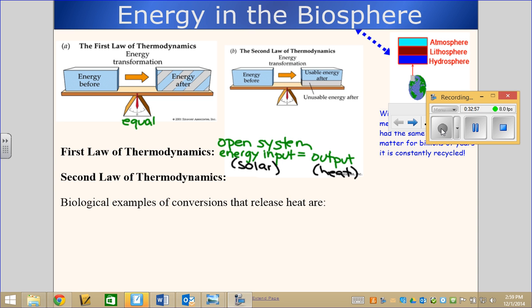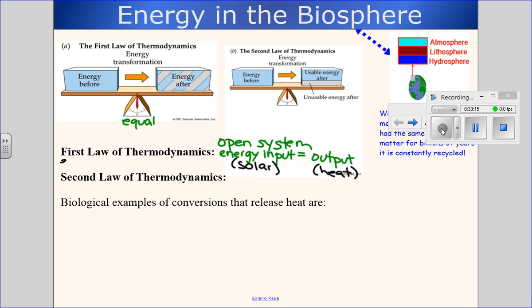So our planet is an open system for energy. The energy that comes in, which is basically solar energy, has to equal the energy that goes out. The first law of thermodynamics specifically says, if we want to be all pro about it, that energy is not created or destroyed, only changed from one form to another.